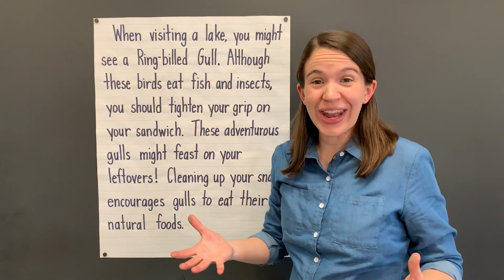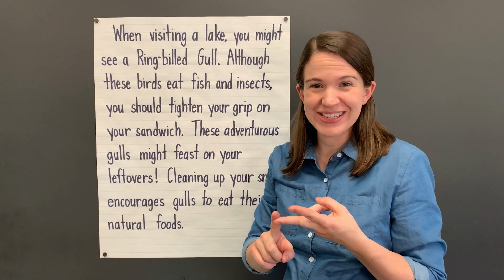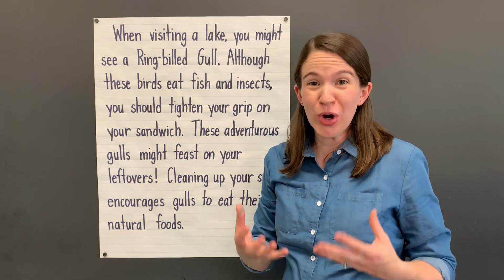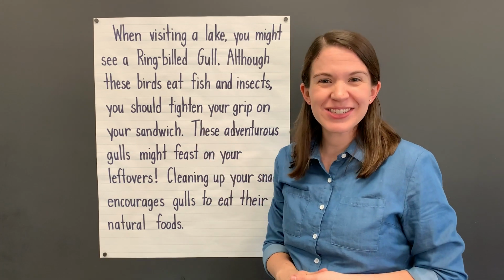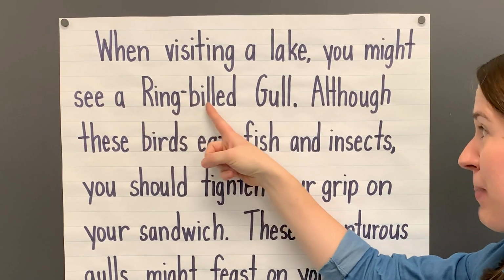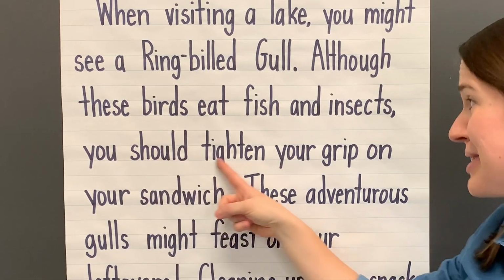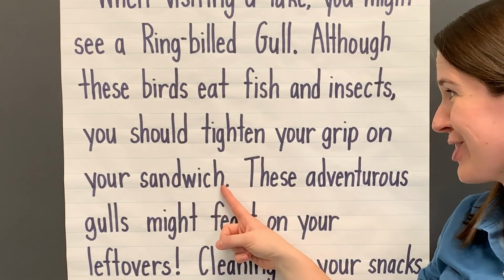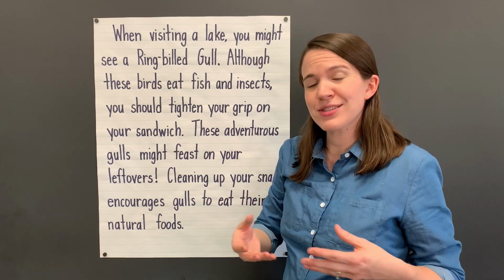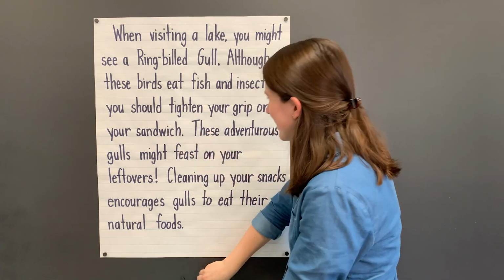We are getting good at reading words with the OUS and EN suffixes. Now, let's see if we can find more examples of words with these suffixes in this text. Read with me. When visiting a lake, you might see a ring-billed gull. Although these birds eat fish and insects, you should tighten your grip on your sandwich. Let's pause right there. Did you hear a word that has the OUS or EN suffix? I did. This word right here, tighten.